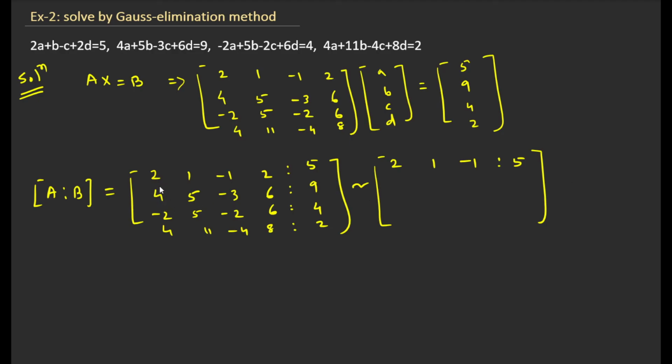We have to make this 4 a 0 with the help of 2. So the operation will simply be R2 goes to R2 minus 2R1. So the elements will be 0, this becomes 0. Then 5 minus 2 into 1, this will become 3. Then minus 1. One element was missed, sorry, here.